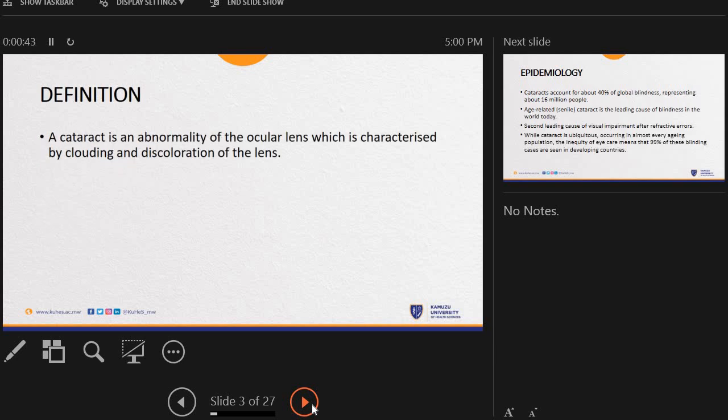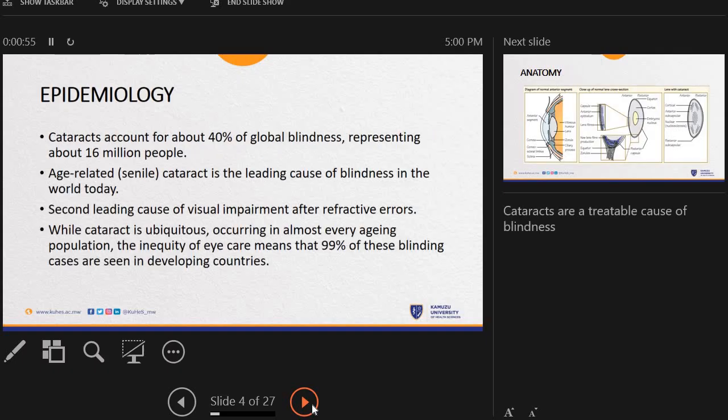So to define what a cataract is, this is an abnormality of the ocular lens which is characterized by clouding and discoloration of the lens. And cataracts account for about 40% of global blindness, representing about 16 million people. Age-related cataracts is the leading cause of blindness in the world today, and the second leading cause of visual impairment following refractive errors.